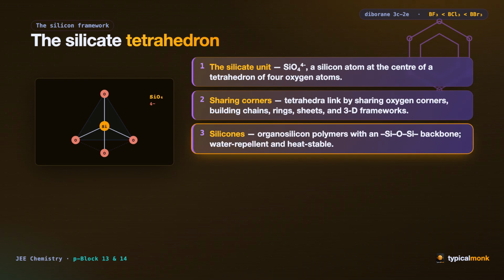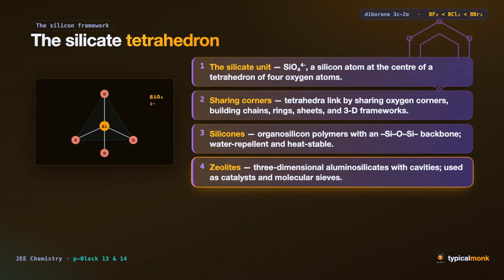Silicones, organosilicon polymers with a backbone of alternating silicon and oxygen. They are water-repellent and heat-stable. And zeolites, three-dimensional aluminosilicates, riddled with cavities. They serve as catalysts and as molecular sieves.